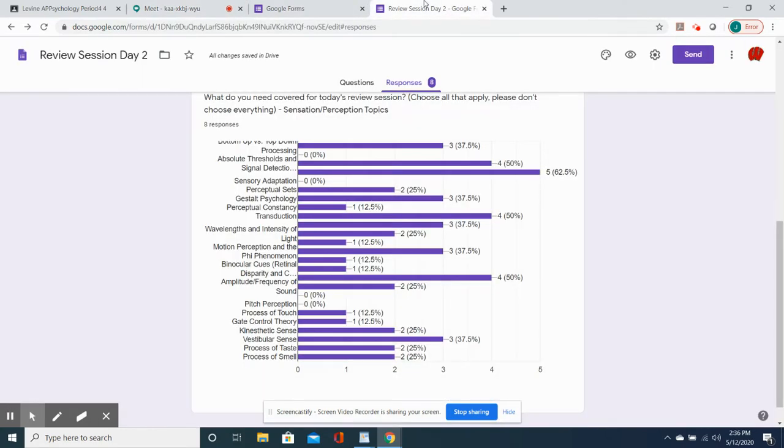All right. From there, we're going to get, there's one more. The vestibular sense. Okay, good. This is one I wanted to hit.